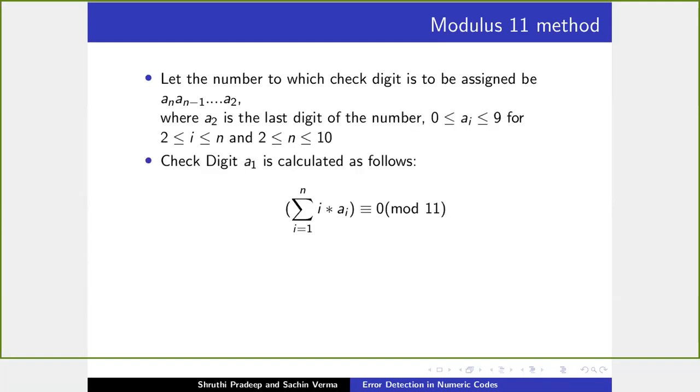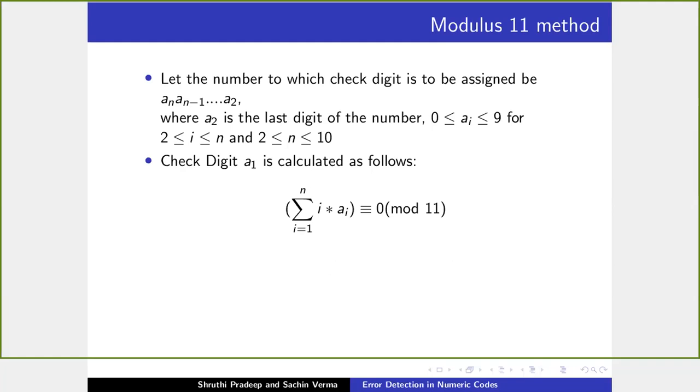Let the number to which the check digit has to be assigned be an to a2, which tells you that the last digit, a1, is your check digit. The condition on the code words an to a2 is that they are between 0 and 9. And the n here, the length, we can fix it to 10. It is better if it is fixed for the modulo 11 method. I can explain it to you when we proceed with the method. Right now I can tell you, if it is fixed, it will work better.